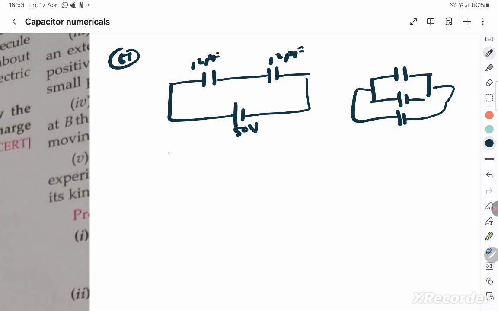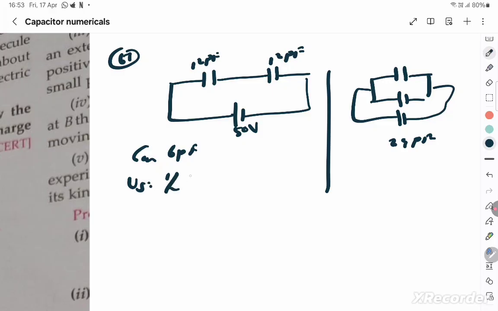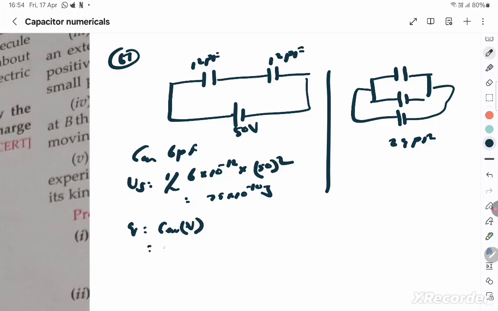In series, it's C1 C2 by C1 plus C2, which is 6 picofarad. It's C equivalent in this case. In parallel, it's 24 picofarad. The potential energy is just half CV square. For the series you put in half, C equivalent 6 into 10 to the power minus 12, into V square, 50 the whole square. You calculate this energy: 75 into 10 to the power minus 10 joules. And let's talk about the charge. Q is equal to C equivalent into V, which is 6 into 10 to the power minus 12 into 50, so it is 3 into 10 to the power minus 10 coulomb.